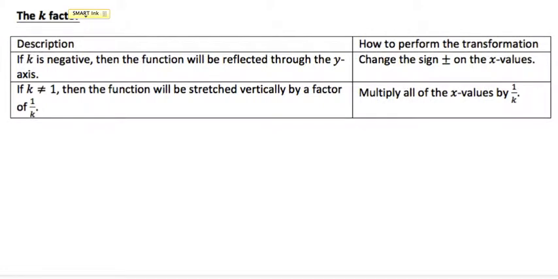Now the k value, which is the value inside the function, that will be our horizontal reflection because it's inside. So if it's negative, it's a horizontal reflection, or better known as a reflection through the y-axis. If the number is not equal to 1, that is it's 2, then it will be a horizontal stretch by a factor of 1 over k. You will notice in your note that there is an error. Instead of being horizontal, it actually states that it is vertical. So I'd like you to make that alteration now. Cross off the vertically and state that it should say horizontally.